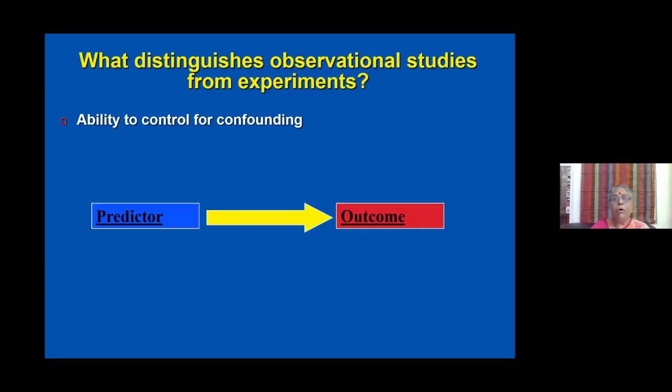So now what distinguishes the observational study from the analytical or experimental study? Your ability to control for confounding. It is very, very important. And what is a confounder? It is a variable. You have a predictor or a risk factor and an outcome or a disease. This confounder is associated with both the predictor and the outcome.